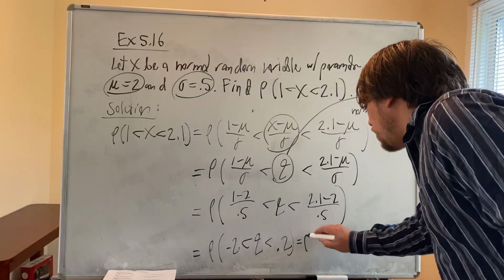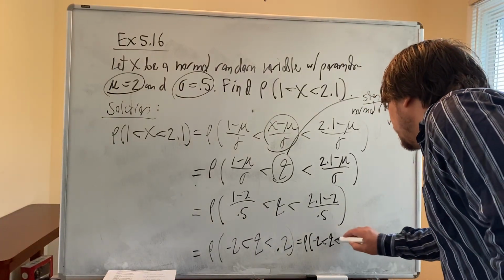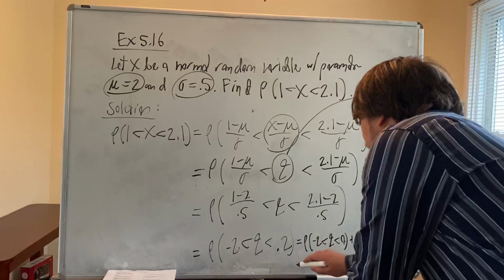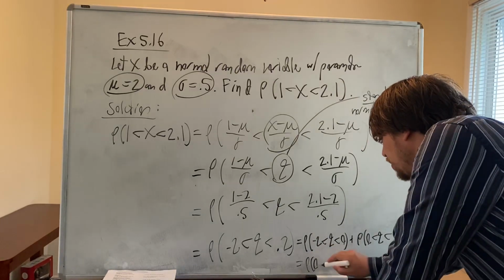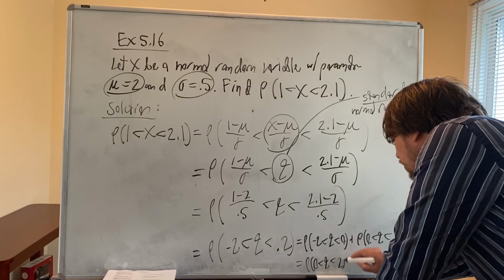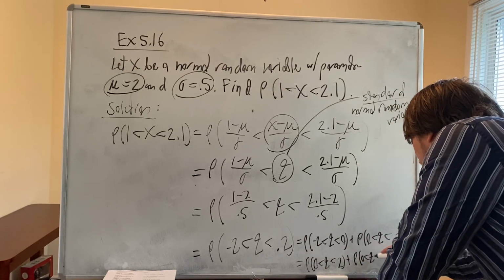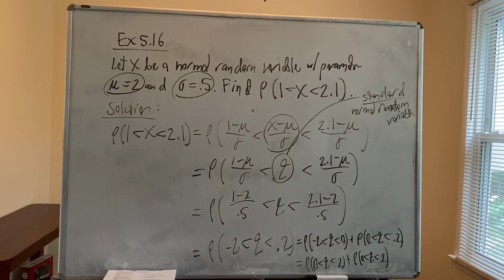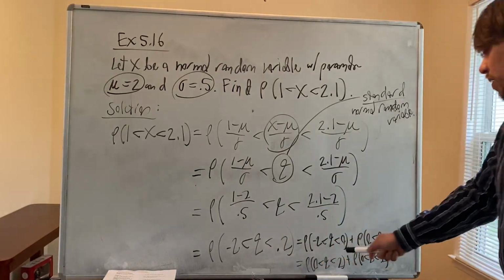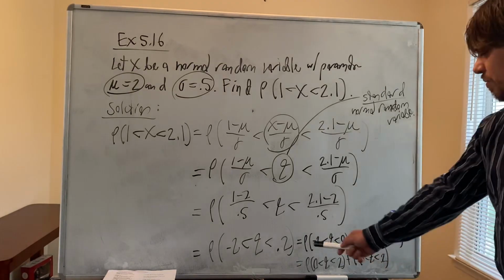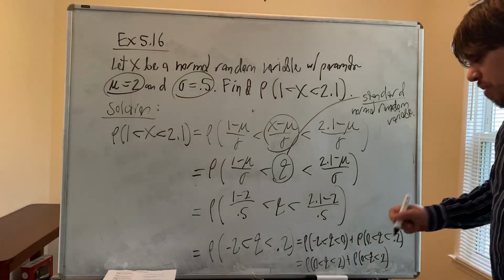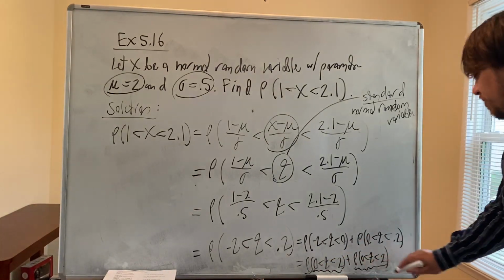And so that's equal to the probability that negative 2 is less than Z, less than 0, plus the probability that 0 is less than Z, less than 0.2. By symmetry, that's equal to the probability 0 is less than Z, less than 2, plus the probability 0 is less than Z, less than 0.2. So from negative 2 to 0.2 is the same as from negative 2 to 0, and then from 0 to 0.2. And from negative 2 to 0 is the same as 0 to 2 by symmetry, and then plus the same thing.